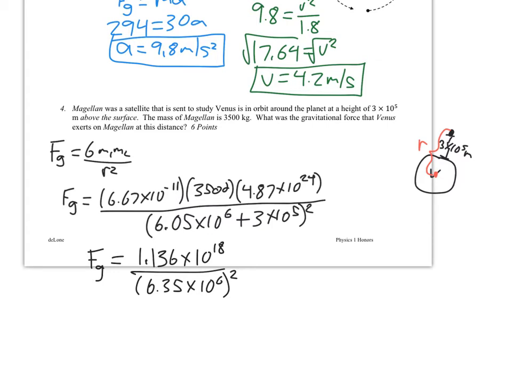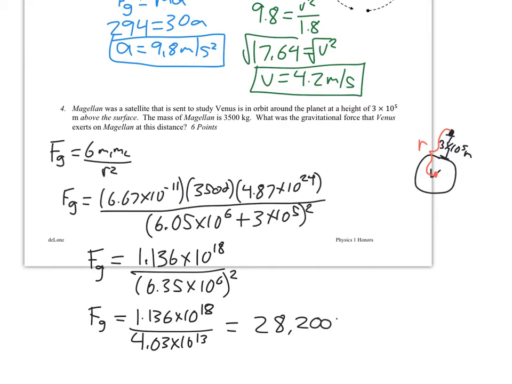Okay, and so we end up getting Fg is going to be 1.136 times 10 to the 18th all over 4.03 times 10 to the 13th. And when we do that in our calculator, we end up getting an answer here of 28,200 newtons. So that's going to be our force of gravity.